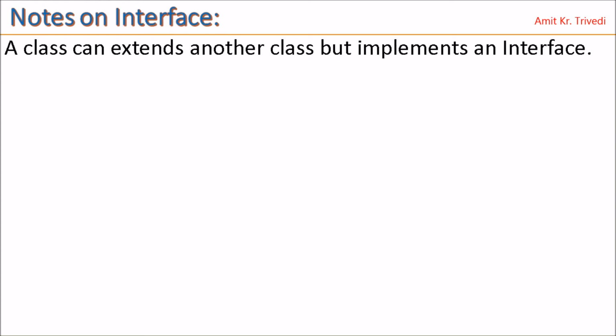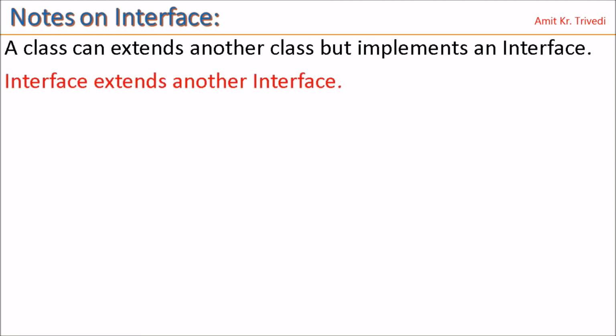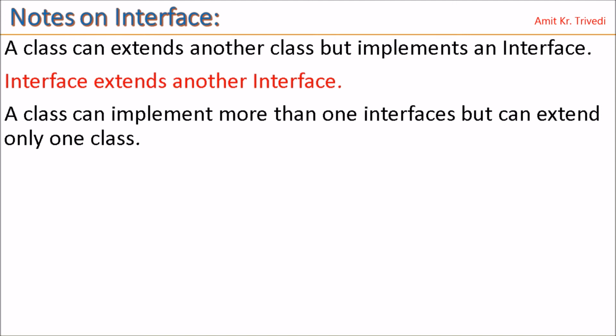Then, a class can extend another class but implement an interface. With a superclass we use the extends keyword, but in case of an interface, the class inherits it with the help of implements. When an interface inherits another interface, we use the keyword extends. A class can implement more than one interface but can extend only one class.